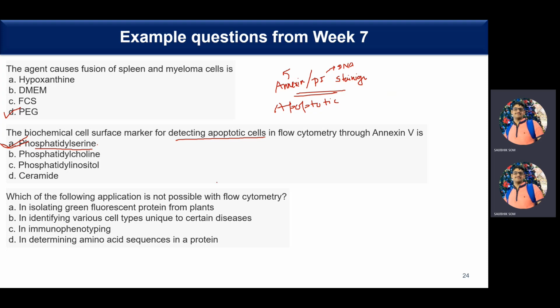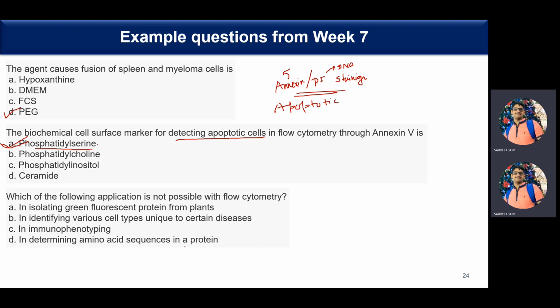Which of the following applications is not possible in isolating green fluorescent protein from plants? Of course, we can use fluorescence because we have a fluorescent marker to identify various types of cell types in certain diseases. Yes, we can always check if a particular antigen is present, have an antibody against that antigen, and tag that antibody with a fluorescent protein. So we can always use it to find cell types unique to certain diseases. Immunophenotyping, I have not discussed, but it is a very well-known application of FACS.